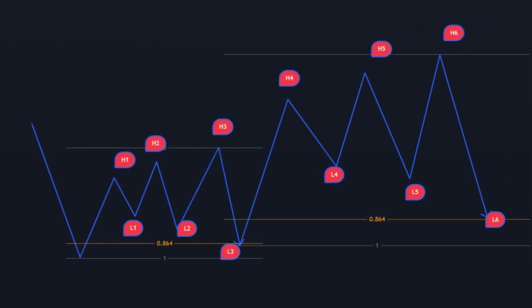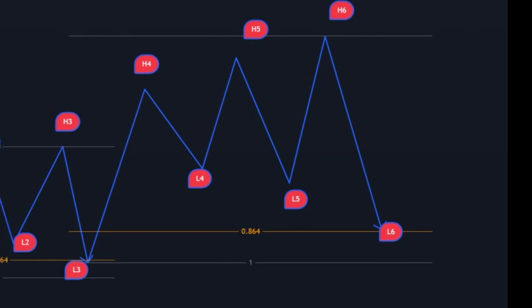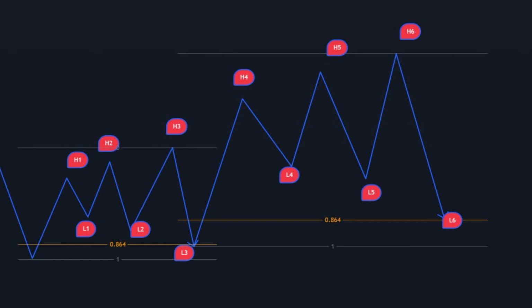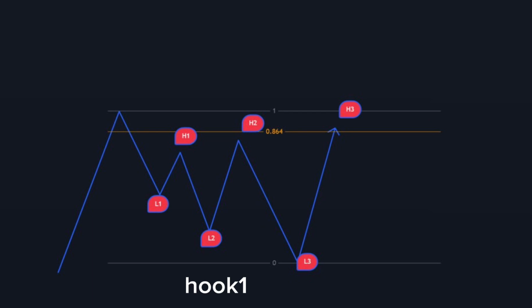Here's another key point about hooks. They usually close at 86.4% on the Fibonacci retracement. That means the third low or third high should close at this level, just like you see on the chart. After the 2 hooks form and close at 86.4%, we can expect a rally. These are the schematics for bullish hooks. Now let's take a look at bearish hooks so you can get familiar with both patterns.